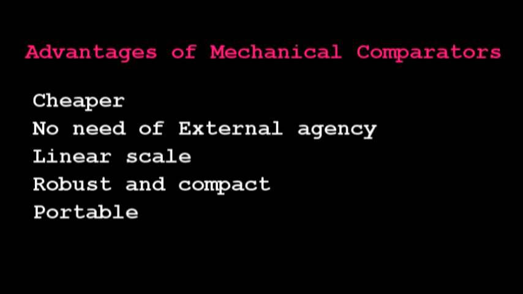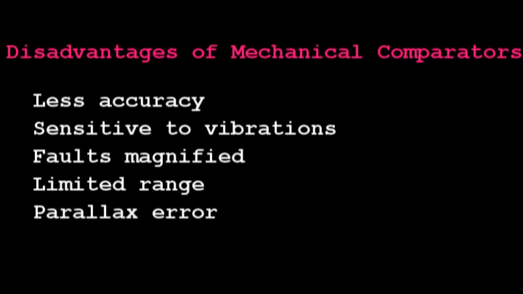Some of the disadvantages of mechanical comparators: less accuracy. Due to the more moving parts, the friction is more, which reduces the accuracy. And any slackness in moving parts also reduces the accuracy considerably. And the next one is sensitivity to vibrations. The mechanisms in mechanical comparators have more inertia, and this may cause them to be sensitive to vibrations. And the next one is faults magnified. Any backlash or dimensional faults in the mechanical devices used will also be magnified.